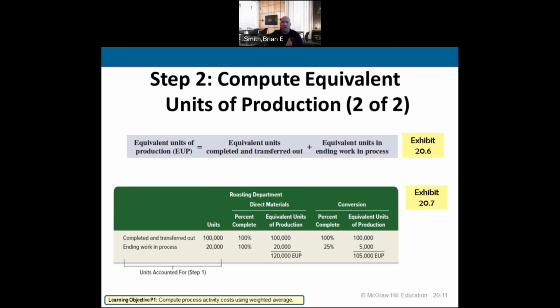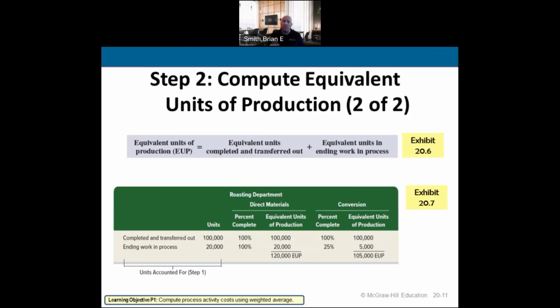Now, ending work in process inventory will be different. Equivalent units of production needs to be calculated based on how much is completed, based on what the problem gives you. In this case, it's 100% complete for direct materials. So we're going to include the full 20,000 units in our direct material calculation for equivalent units, for 120,000. Again, we could have easily said it was 50% complete or 75% complete. It could be any of that, at which point you'd take the number of units and multiply it by the percentage completed. We're going to do that for conversion costs.